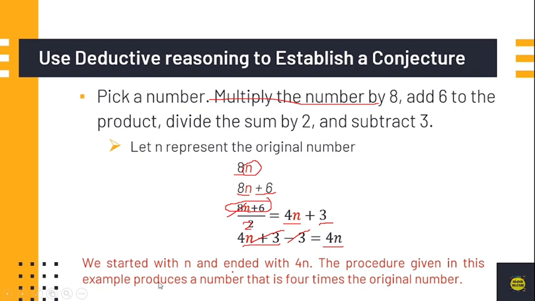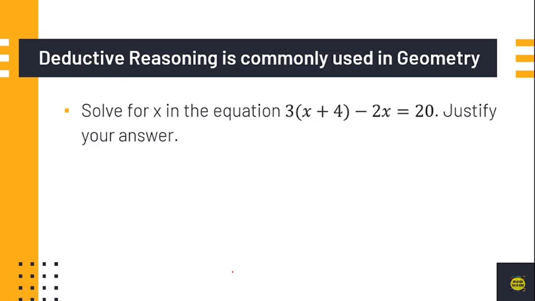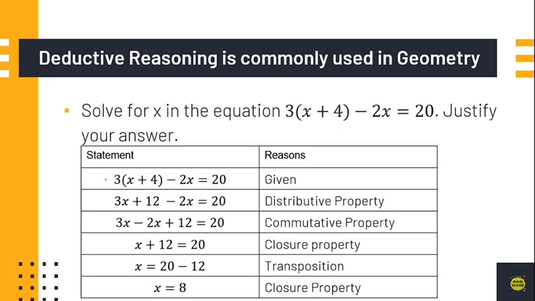Deductive reasoning is commonly used in geometry. Do you remember your Grade 9 mathematics about geometry? Using deductive reasoning, we have proofs with given statements. Solve for x in the equation 3 times the quantity x plus 4 minus 2x equals 20. Justify your answer, class. Using deductive reasoning in geometry, we write the statement and the reason.